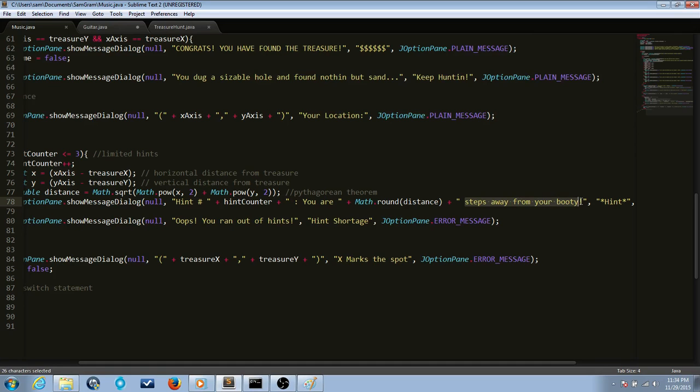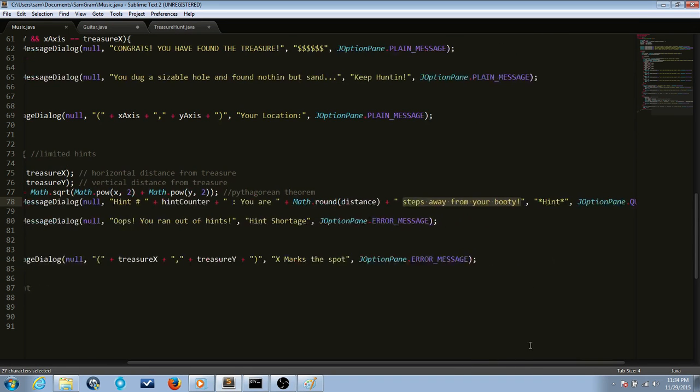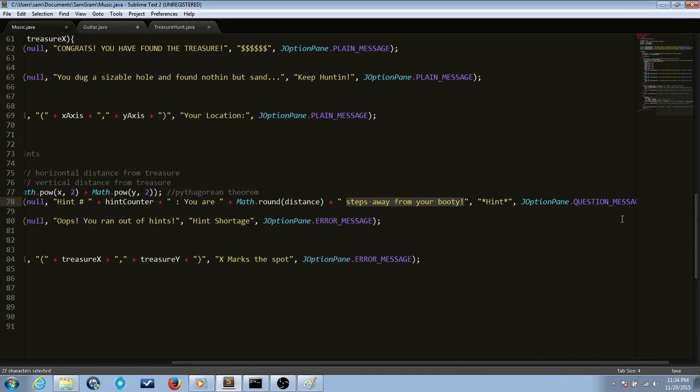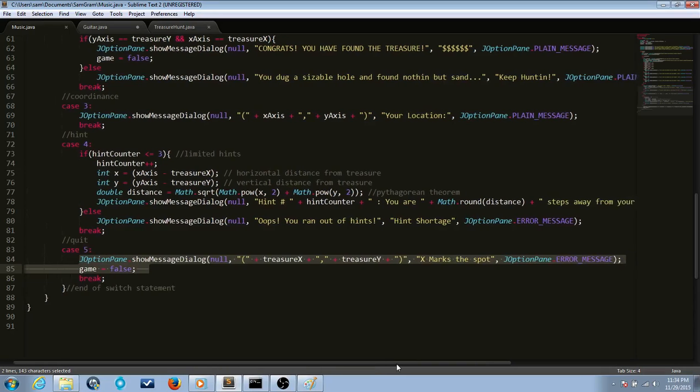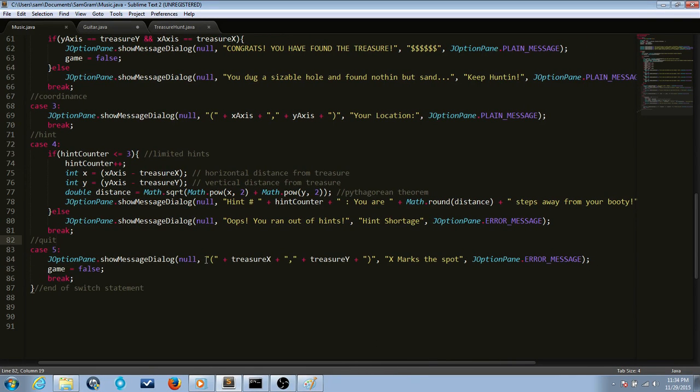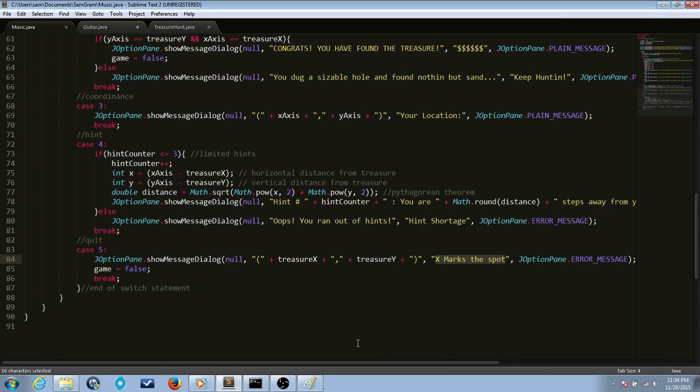And this is how many steps away from your booty, and it's a hint, a JOptionPane question message. Okay, so the only other change I did is this one, just in case the user gets upset and quits our game, we'll at least tell them where the booty is, just to let them know that there actually was a booty, and I wasn't just messing with them this whole time.